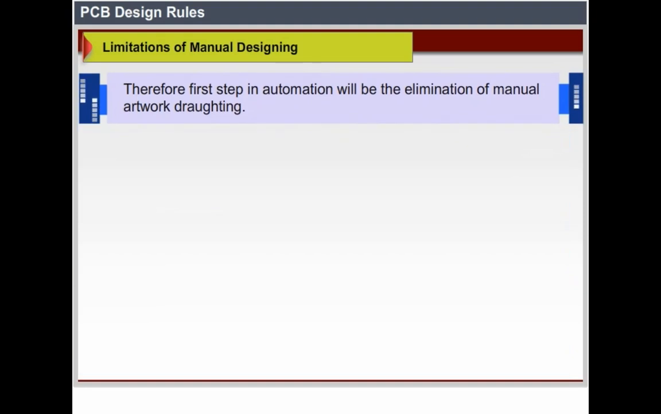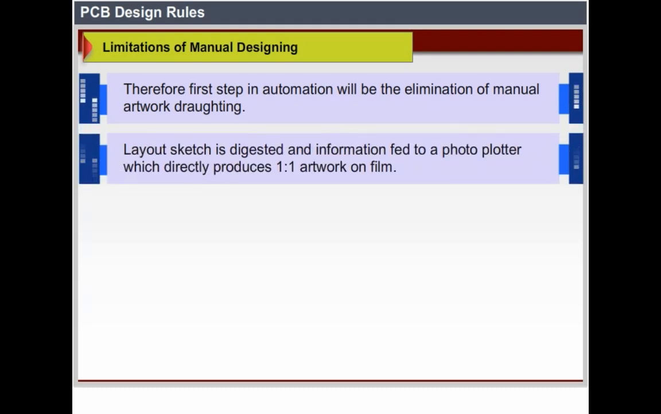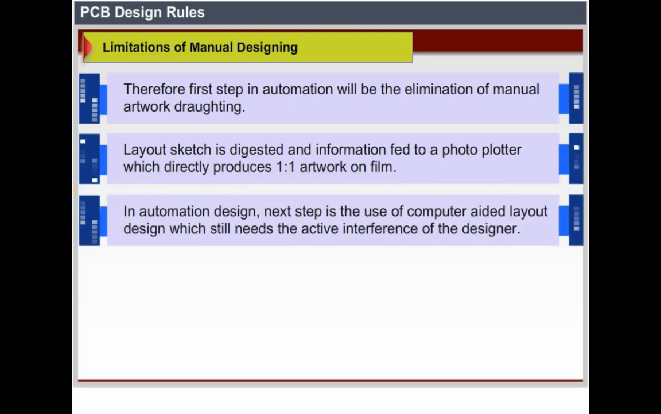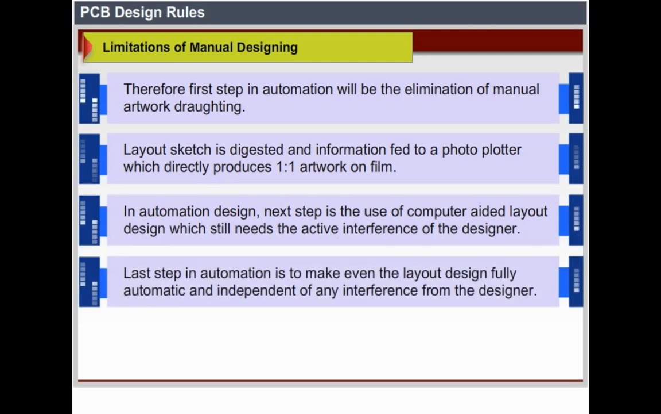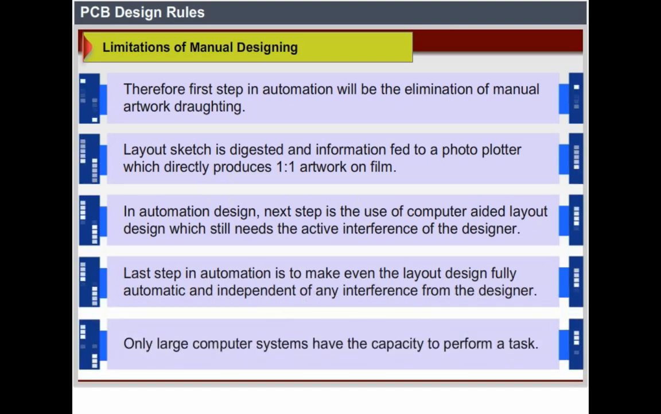Therefore, the first step in automation will be elimination of manual artwork drafting. The layout sketch is digested and the information fed to a photo plotter, which directly produces 1:1 artwork on film. In automation design, the next step is the use of computer-aided layout design, which still needs the active interference of the designer. The last step in automation is to make even the layout design fully automatic and independent of any interference from the designer. Only large computer systems have the capacity to perform such a task.